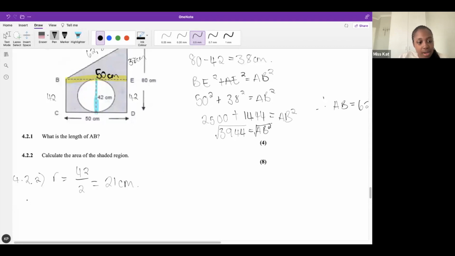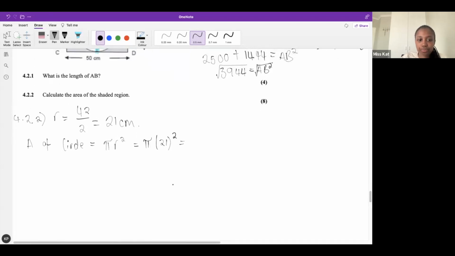Nice. So area, okay, I should probably name them. Otherwise, I'm going to be with a bunch of areas here. Area of the circle equals pi radius squared, which is pi times 21 squared. And that is how much? 1,385.44 centimeters squared. Nice.